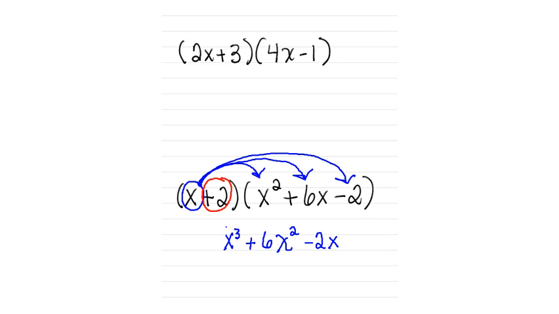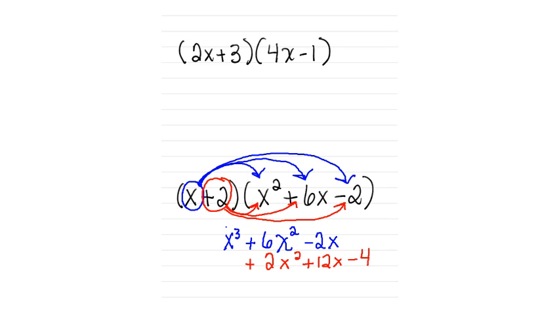Going to distribute the second part here. So I've got my little reflection rainbows. So positive 2 times x squared just gives us a positive 2x squared. Positive 2 times positive 6 is a positive 12x. Number to number, letter to letter, positive 2 times a negative 2 gives us a negative 4.